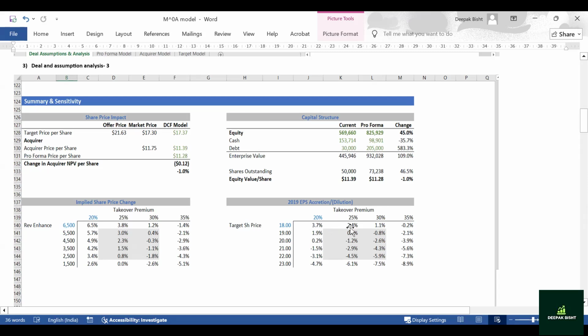We can go for 25% premium. That will be a good positive for us. If we go for a $19 share price with a 20% takeover premium, that would be 1.9%. Until here, until 60, that's our green zone. But after that, all these numbers are negative.